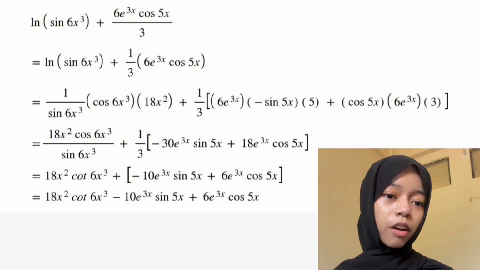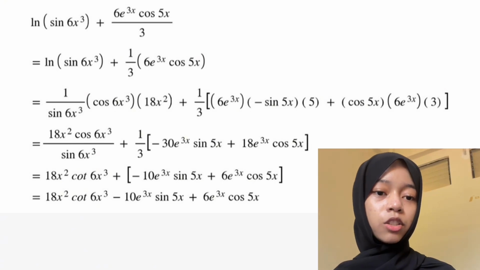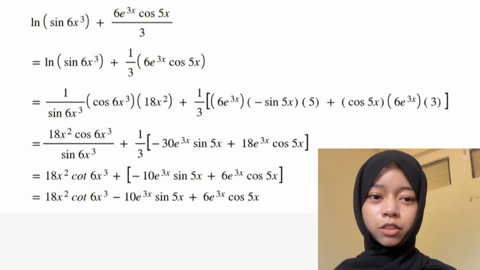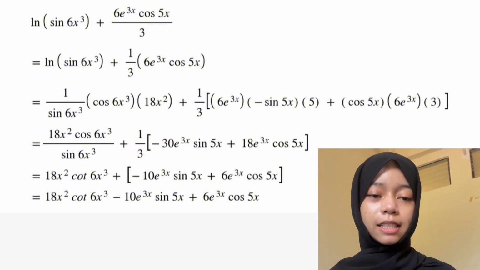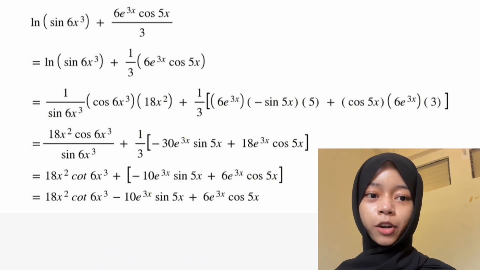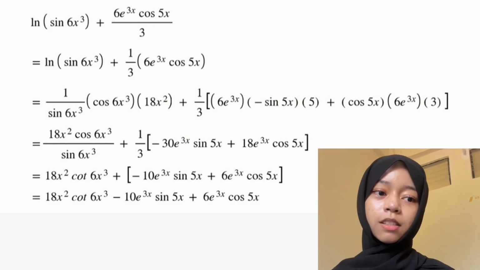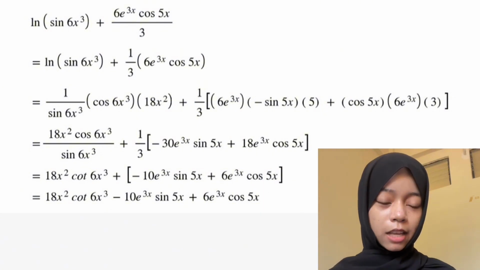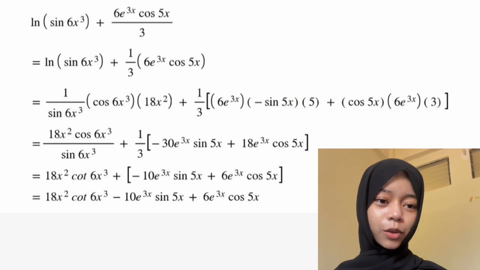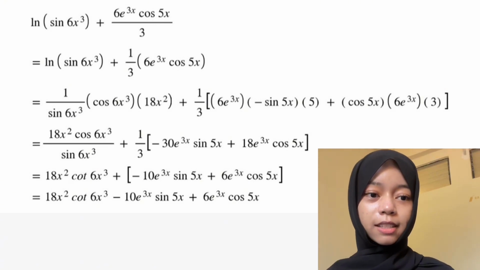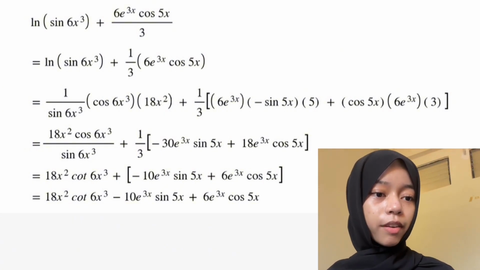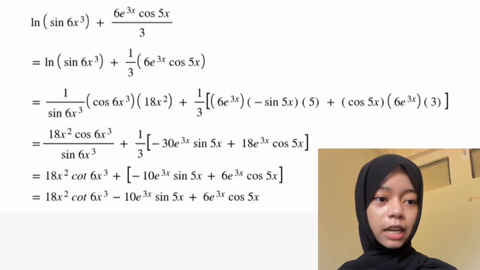bracket the derivative of the function 6 e to the power of 3x cos 5x, but we're not going to differentiate it right away because there are two different functions here, which are 6 e to the power of 3x and cos 5x. So we need to use the product rule, which is uv' plus vu'. So we need to let 6 e to the power of 3x equal to u and cos 5x equal to v. So we're going to get 6 e to the power of 3x times negative sin 5x times 5 plus cos 5x times 6 e to the power of 3x times 3.